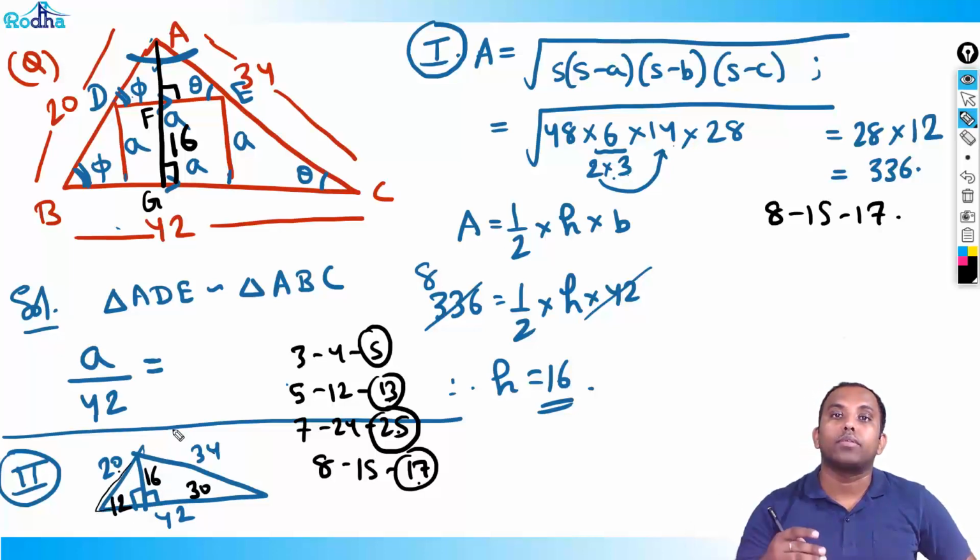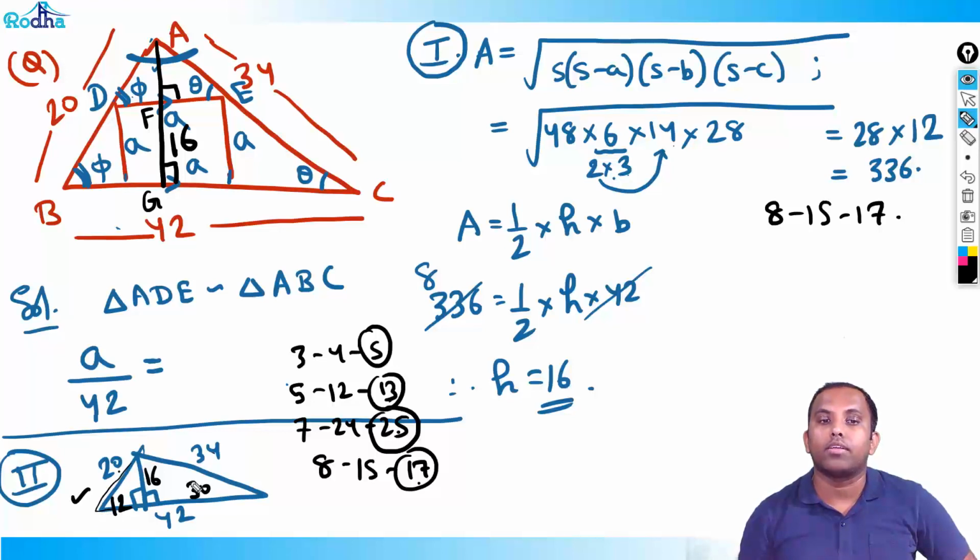Derived from 3, 4, 5, into 4 times. Sorry, 3, 4, 5 into 4 times: 12, 16, 20. So that's satisfying. So what is the height? Height is 16. So the height we got as 16.